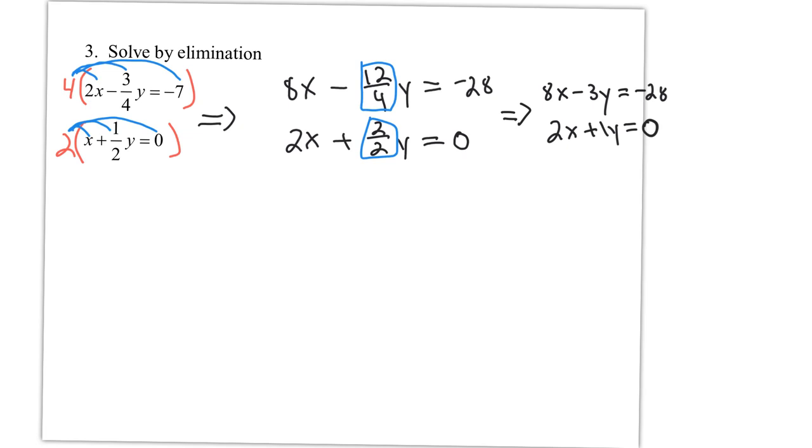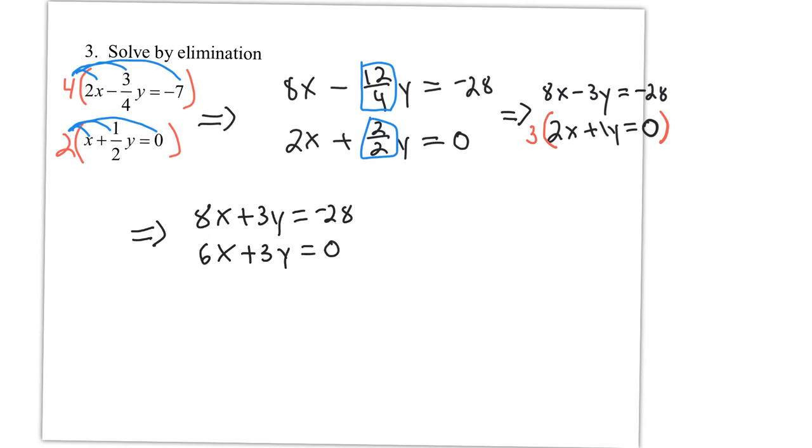So let's think about it. We have a 3 and a 1. What is the lowest common multiple? 3. 3 goes into 3. 1 goes into 3. How do you make that 3? What do you multiply by? You multiply by 3. 1 times 3 is 3. So I multiply everything by 3. So let me just go down here and do the work. The top stays the same, 8x minus 3y equals negative 28. On the bottom, you will get 6x, 3 times 2, plus 3y equals 0.